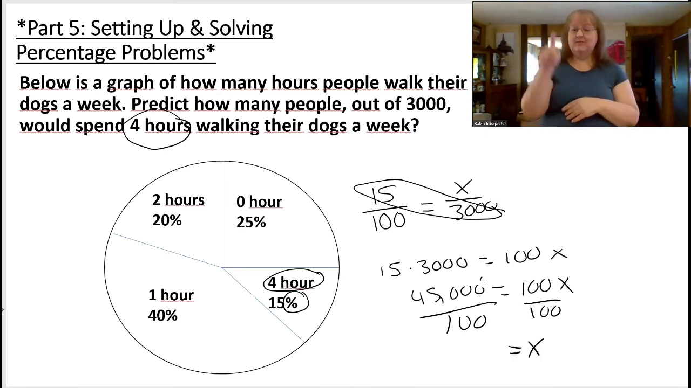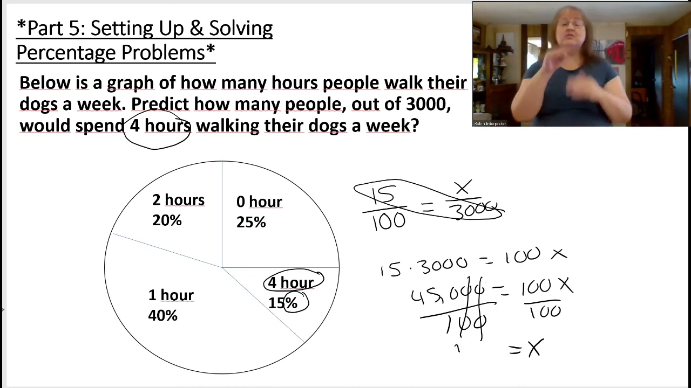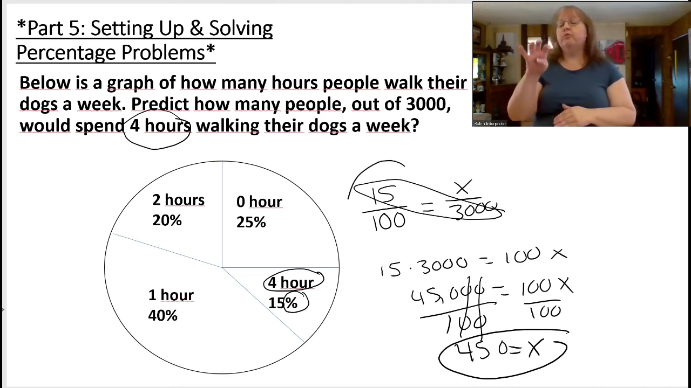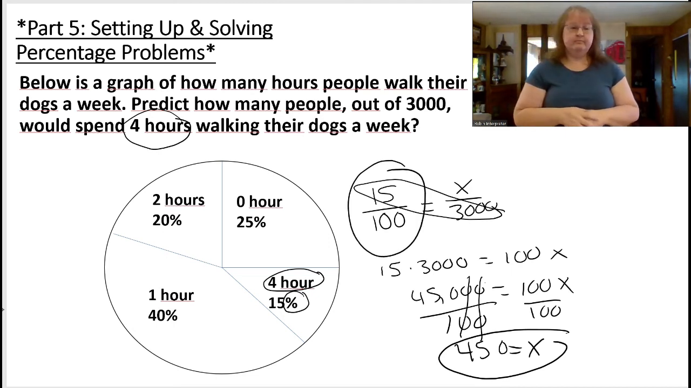What's nice about zeros is you can cancel those out. So x equals 450. So we're saying what's 15% of 3,000? 450. Because this is percent. Okay, so 15 out of 100 is 15%. 15 out of 100 is the same thing as 450 out of 3,000 people. All right, the next slide is the last slide we have for this part of the lesson.